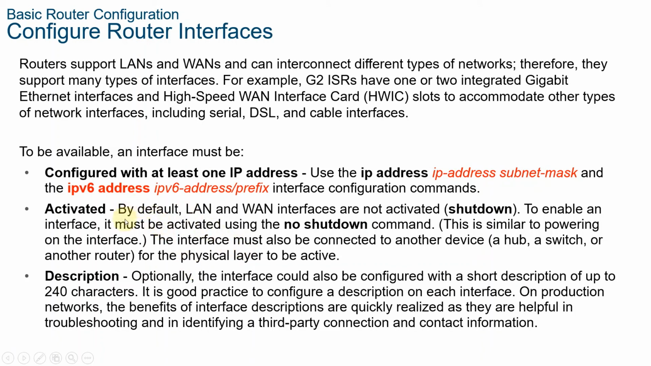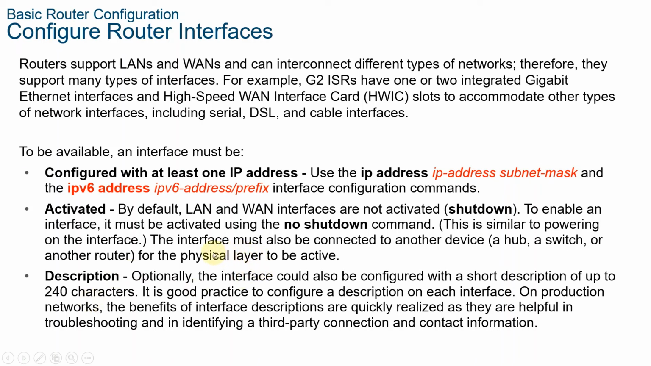Let's configure the router interface. Routers support LANs and WANs and can interconnect different types of networks. Therefore, they support many types of interfaces. For example, the G2 ISRs have one or two integrated Gigabit Ethernet interfaces and high-speed WAN interface card or HWIC slots to accommodate other types of network interfaces, including serial, DSL, and cable interfaces.